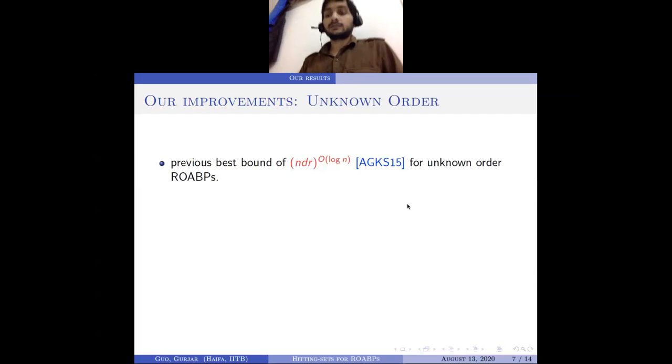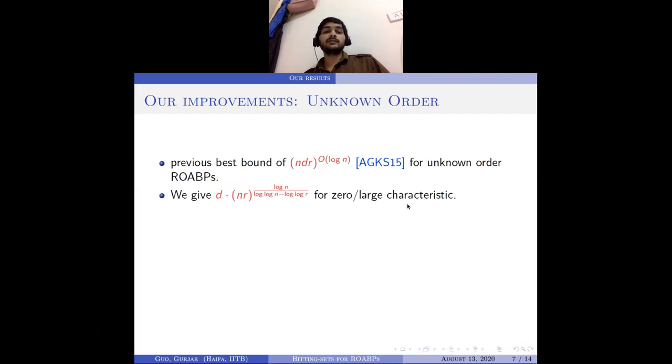So first, let's talk about the unknown order variant. Here the best known bound was (ndr)^(log n). What we do is we get d times (nr)^(log n / (log n - log r)). So this is for zero or large characteristic. And you can clearly see that the dependence on d is polynomial. And even on n and r, the dependence is better than what was previously known.